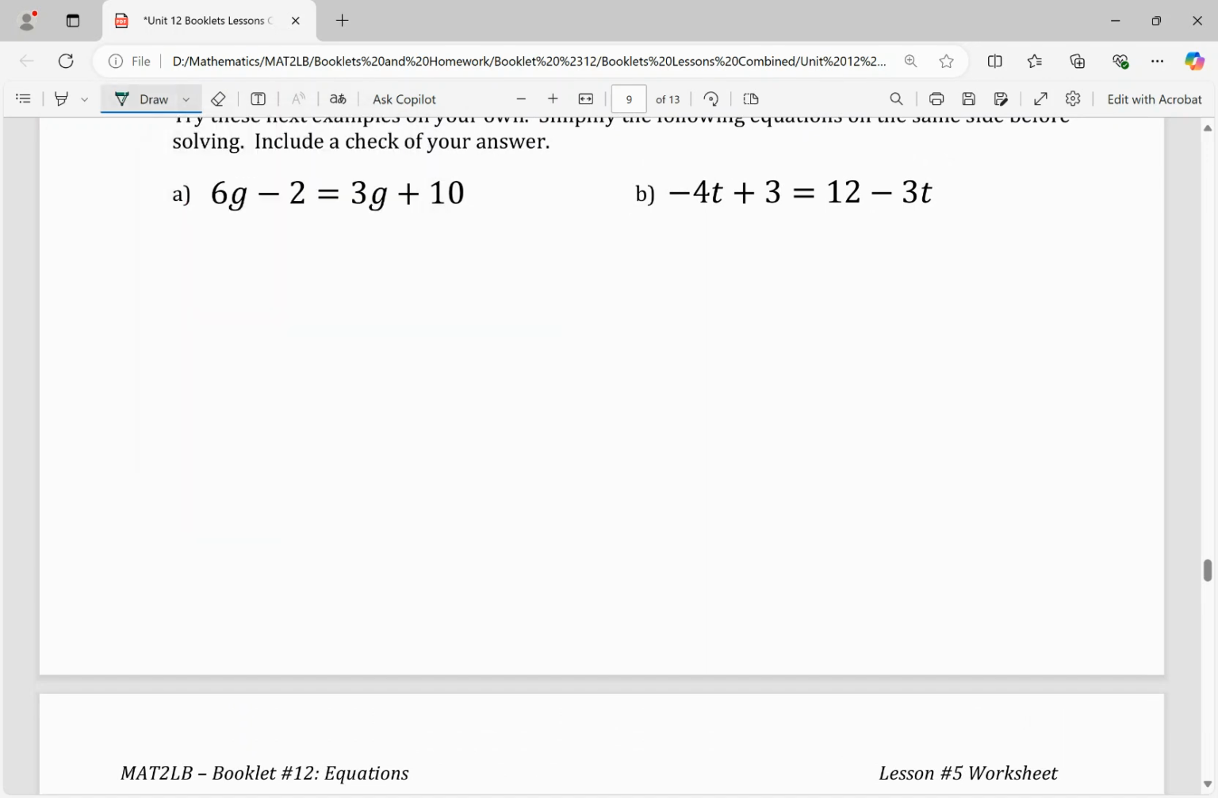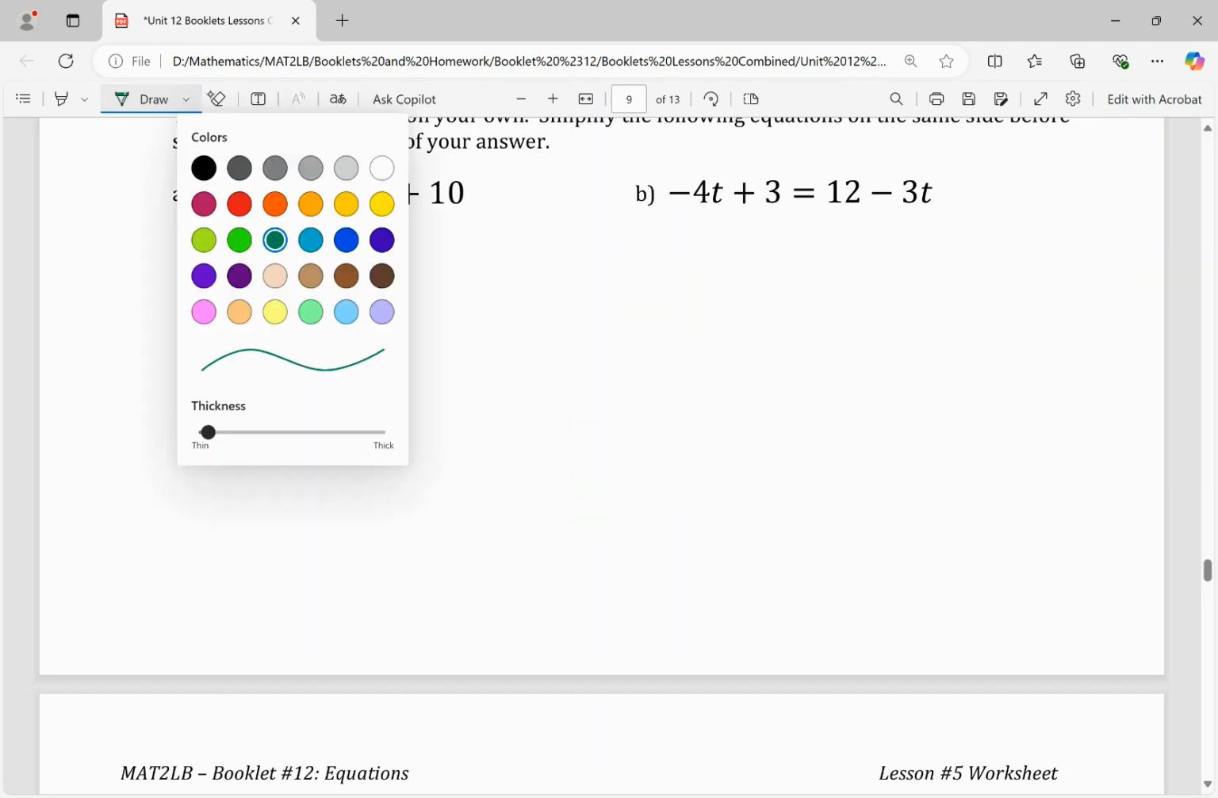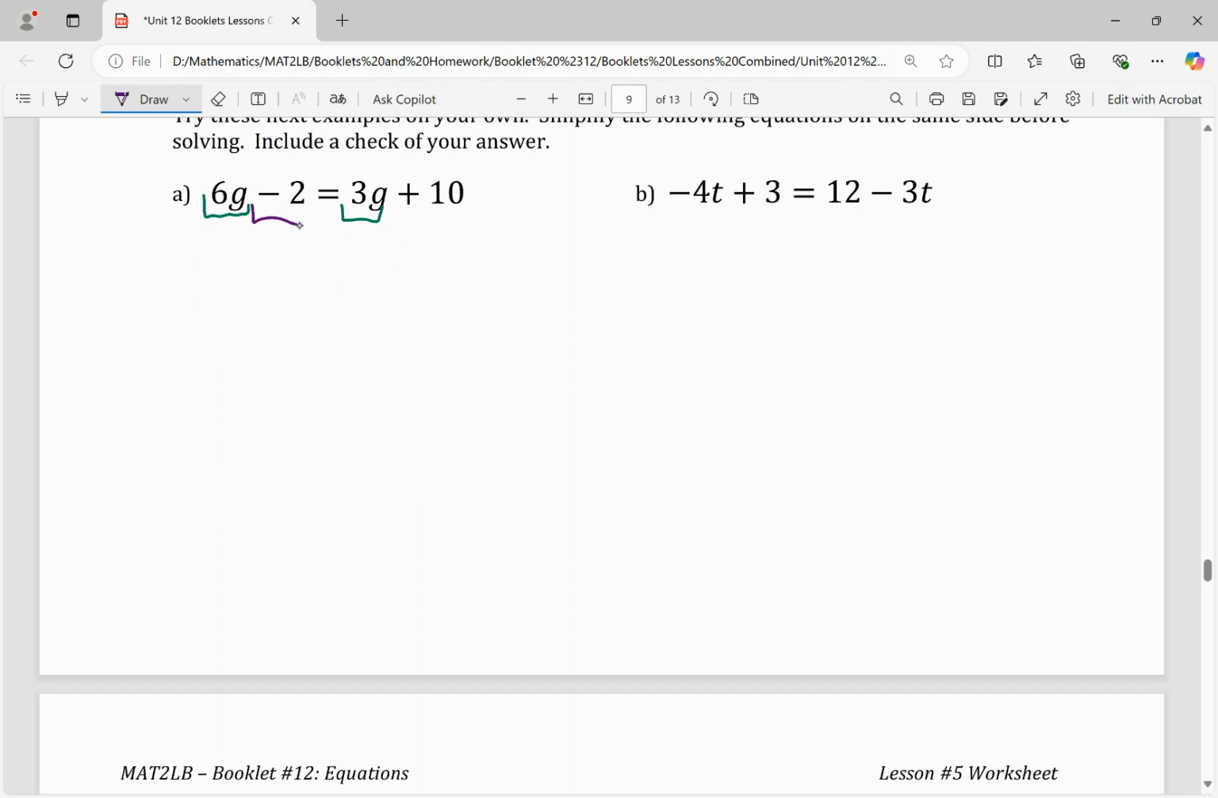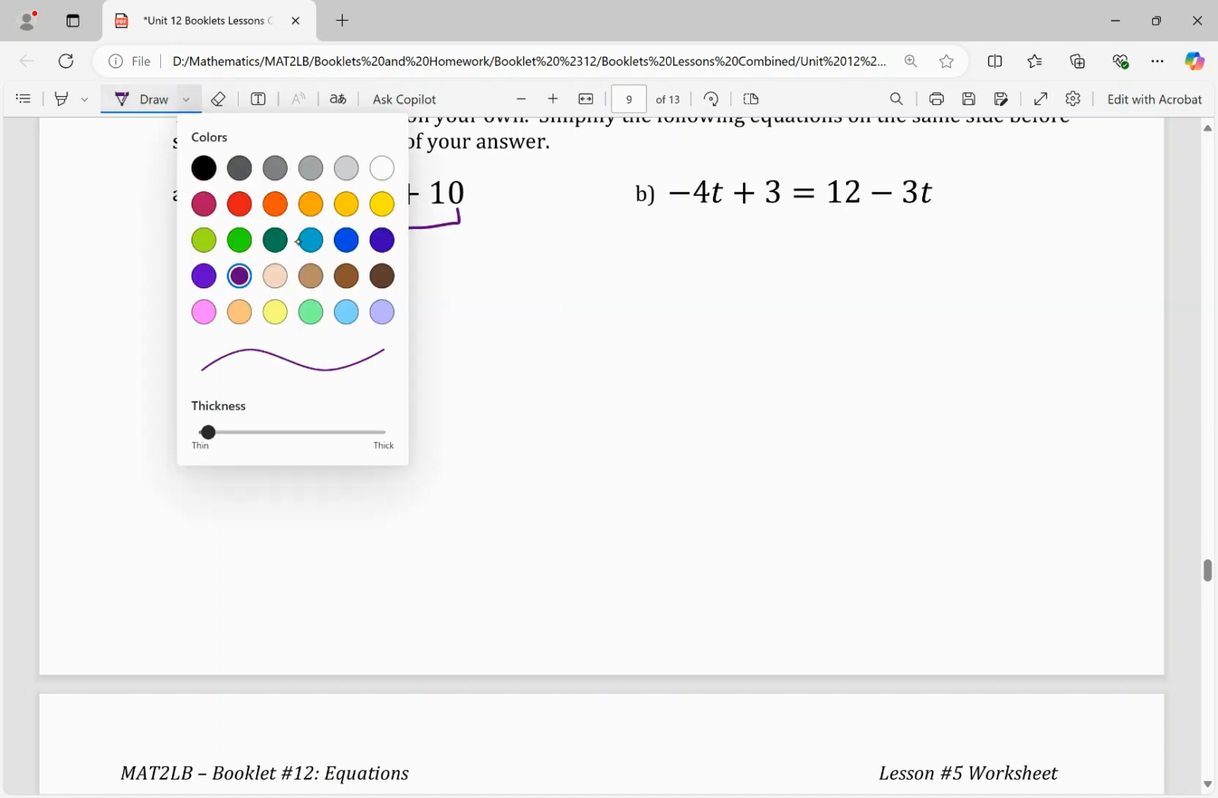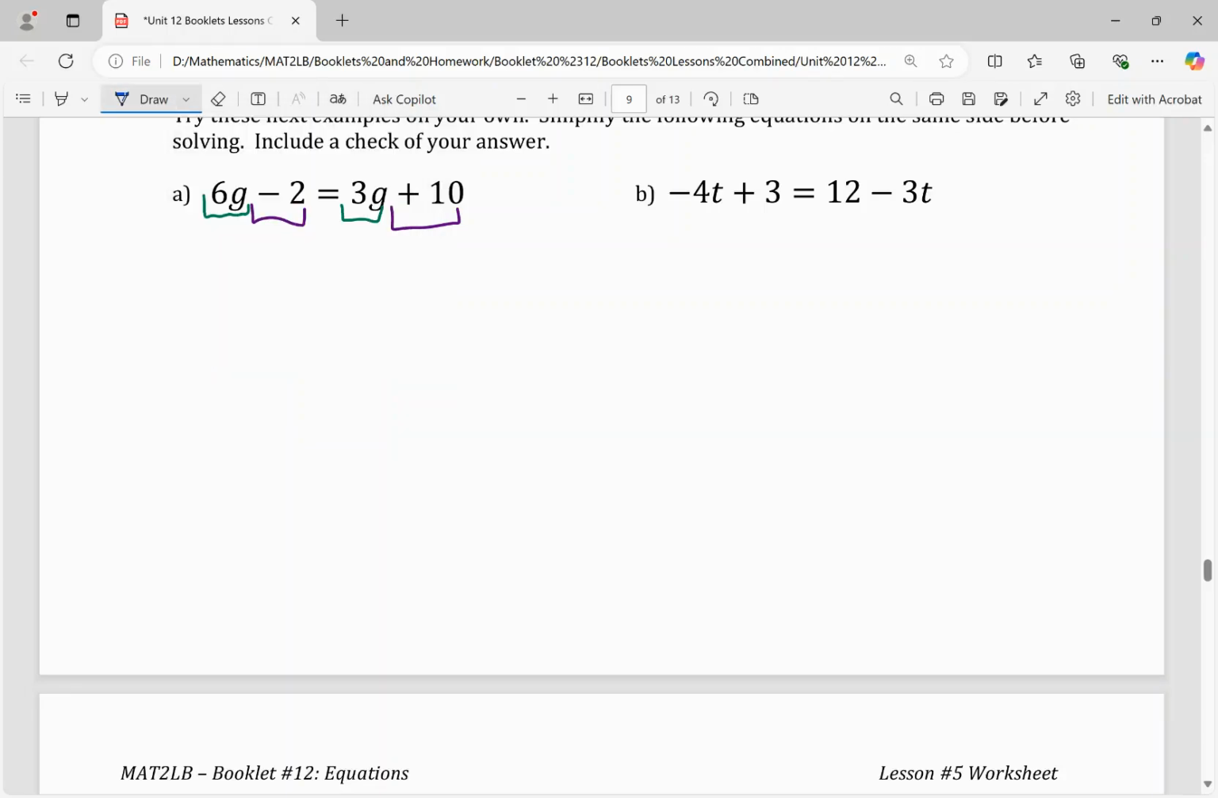So, again, our goal is to take any term with a variable, and we're going to bring those together on one side, and then we're going to grab any term without a variable, and we're going to bring those to the right-hand side. So I'm going to take this one step at a time. I'm going to take this one real slow, and then in the next example, I'm going to try speeding it up a little bit, and you can do the same if you're comfortable doing so.